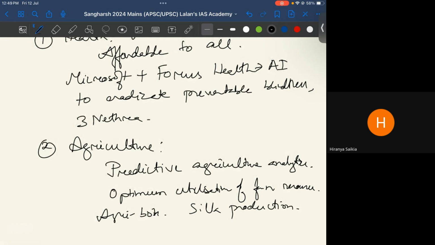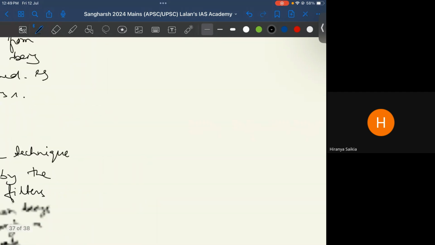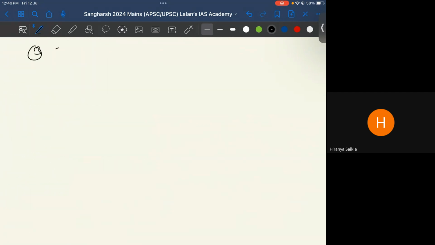Third, in the field of education, we all know about developing customized learning. You know, when we talk about adaptive learning.